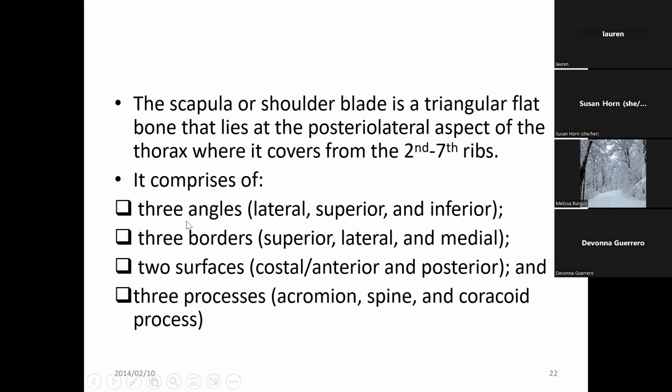So we have 3 angles: lateral, superior, and inferior. We have 3 borders: superior, lateral, and medial. So pay attention to what the question is asking. Are they talking about an angle, or are they saying border? The scapula has 2 surfaces, top and bottom, anterior and posterior.